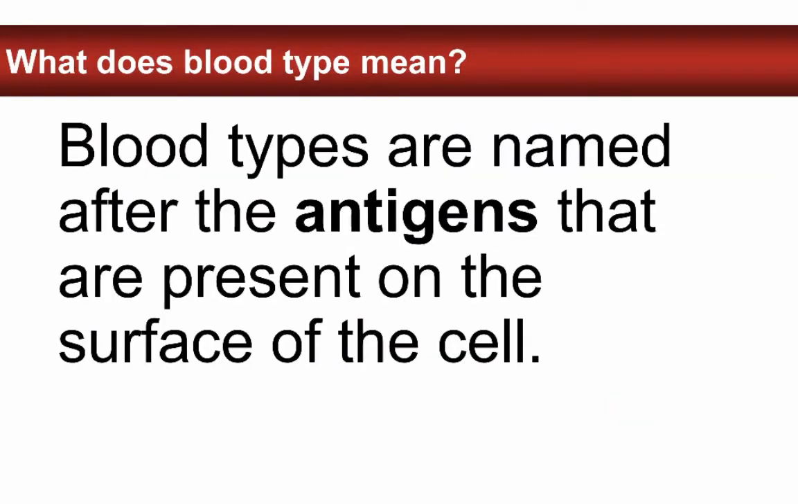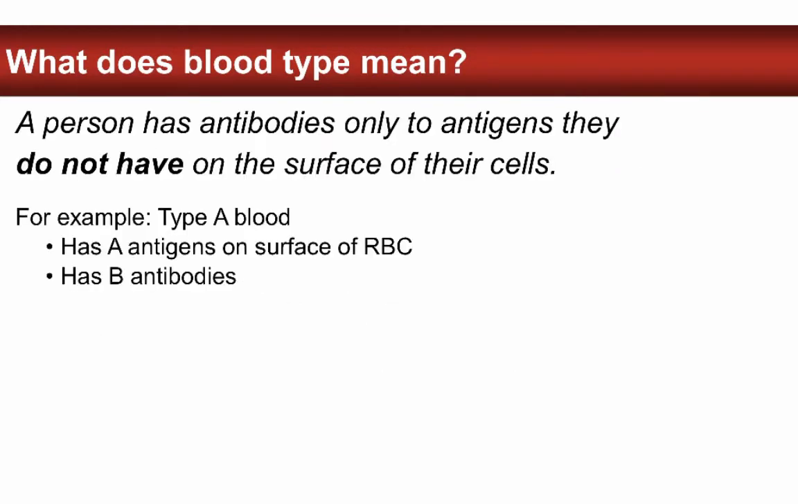So, blood type. What does it mean? Blood types are defined by the self-antigens that are present on the surface of the red blood cell. Now, one of the things that can be confusing about blood typing is that we make antibodies to antigens that we don't have.